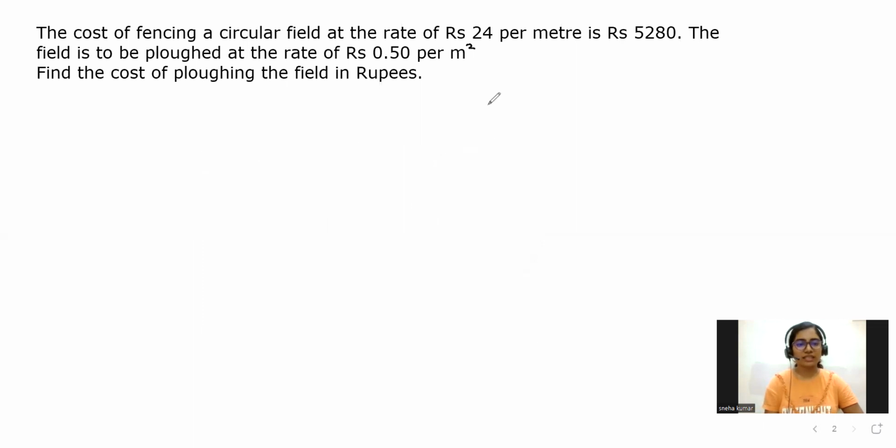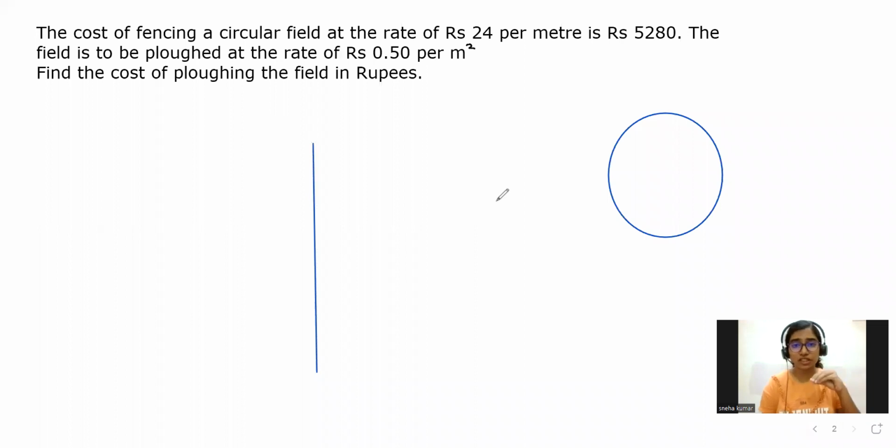The cost of fencing a circular field at the rate of 24 per meter is 5280 rupees. The field is to be plowed at the rate of 0.5 per meter square. They're asking us to find the cost of plowing the field. Shall we do this question?